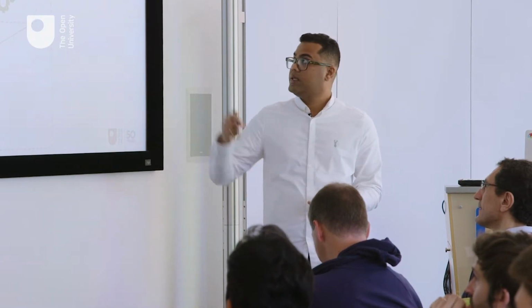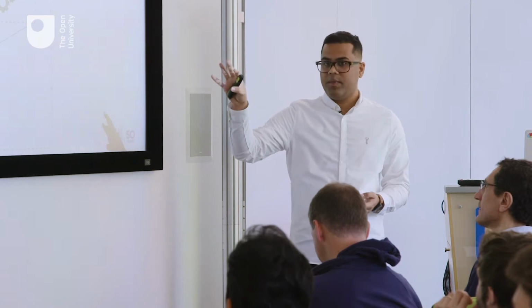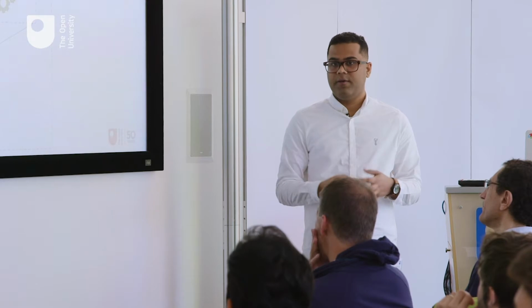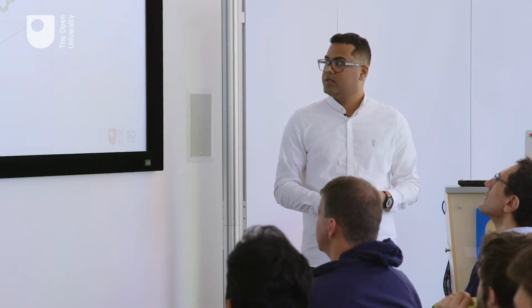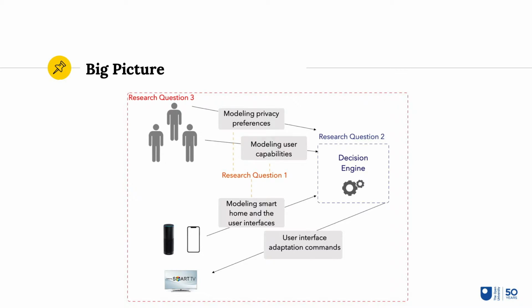The second research question is with regard to the decision engine. I'll be looking at algorithms which can take this information and invoke adaptations to preserve privacy with regard to the user's privacy preferences. And the third research question is how I can put all these things together and come up with a middleware where this can be tested out with real users.